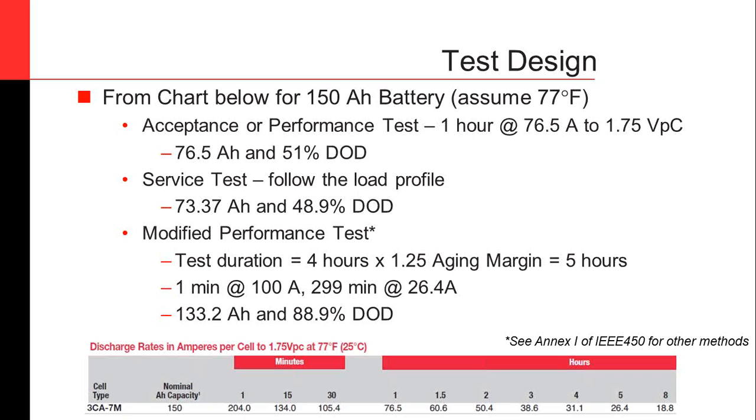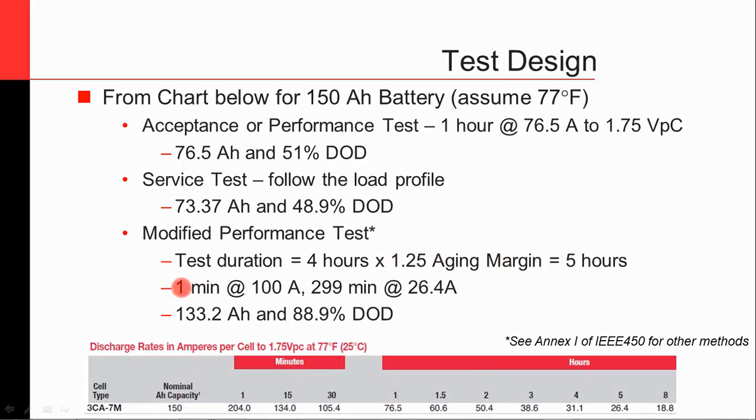Now, if I do a modified performance test, this one gets a little bit more complex. The first thing I have to do is figure out the amount of test duration that I need, and I don't actually do the 4 hours. What I do is I take into consideration the aging margin that I use in the design criteria. So that means I need to take the 4 hour duration times the 1.25, and I'm going to do a test of 5 hours.